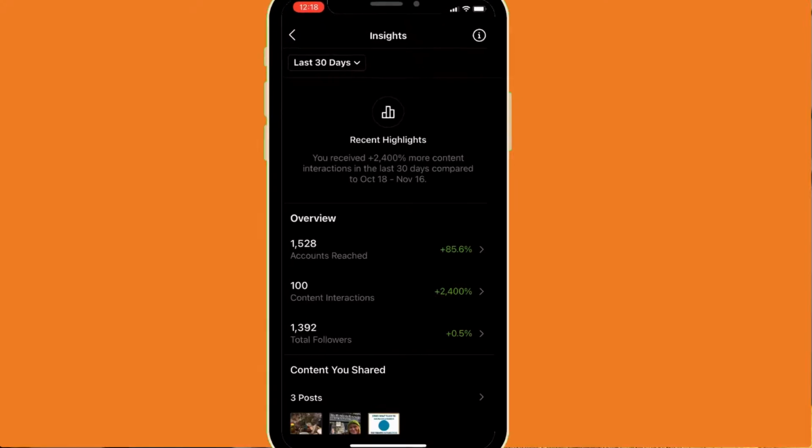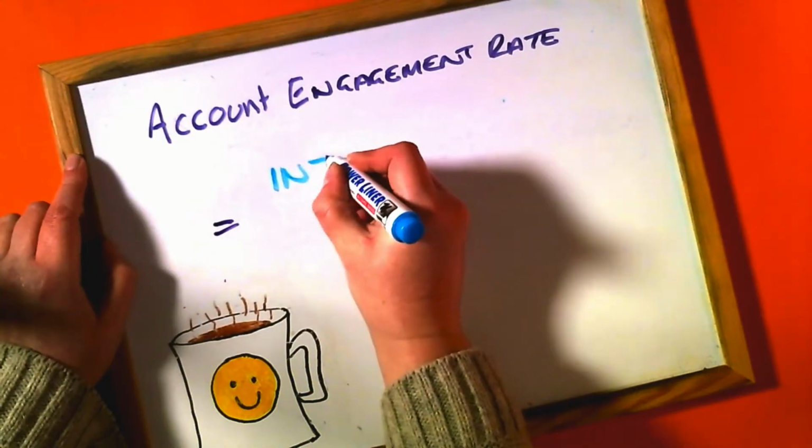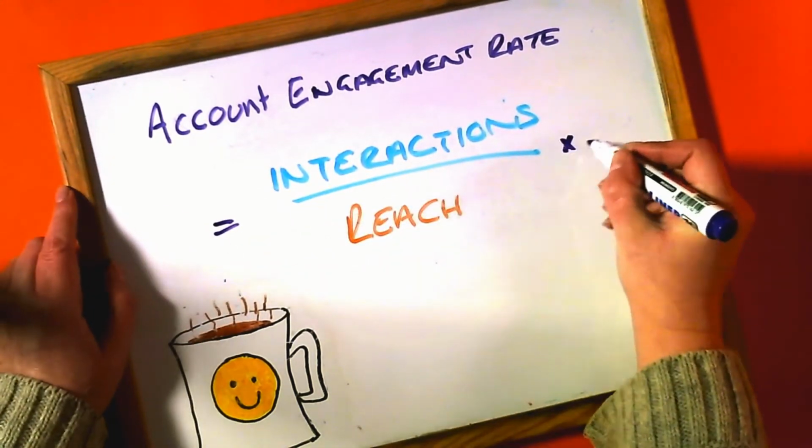The first stat you'll need is accounts reached. Then you'll need interactions. To calculate the engagement rate for your account, you need to divide the number of interactions by the reach of your account and multiply that by 100. That will give you a percentage.